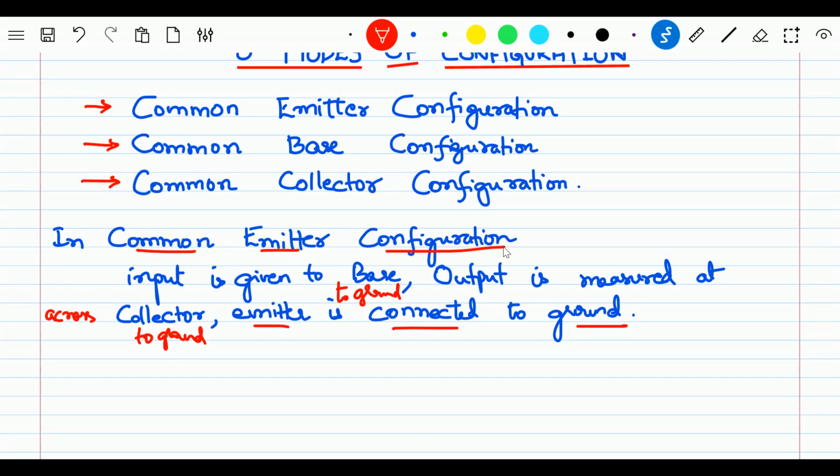Normally, the common emitter configuration is used to design voltage amplifiers. Later we will discuss biasing, and then I will teach you how the amplifier design can be done. There you will see the benefit of using the common emitter configuration. Now let me write the circuit for this common emitter configuration.